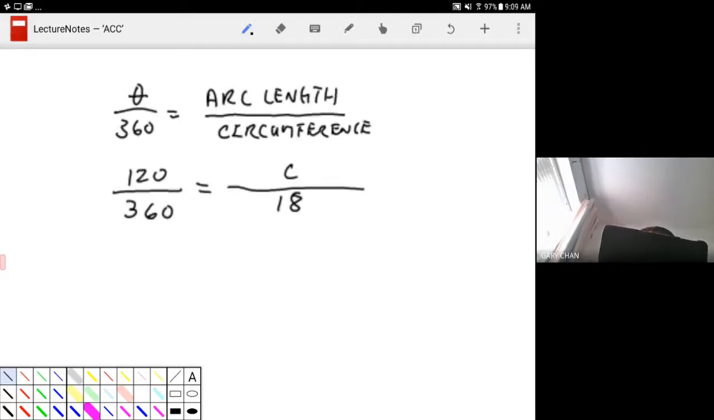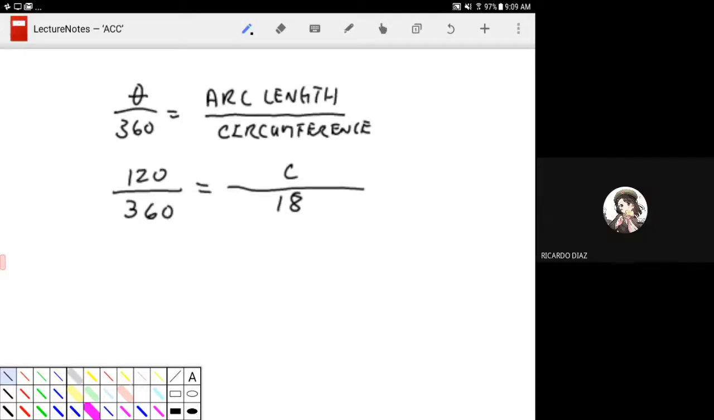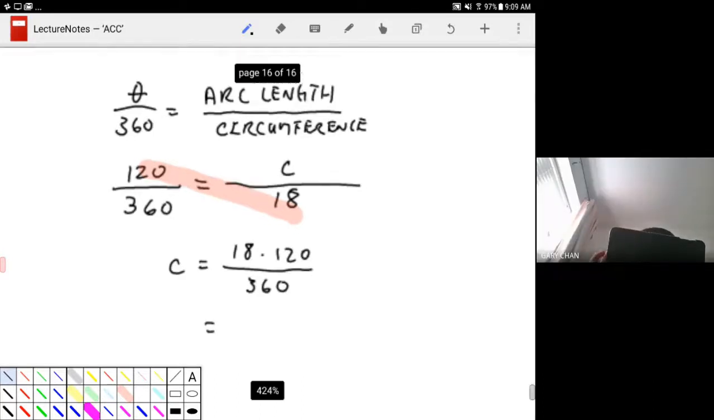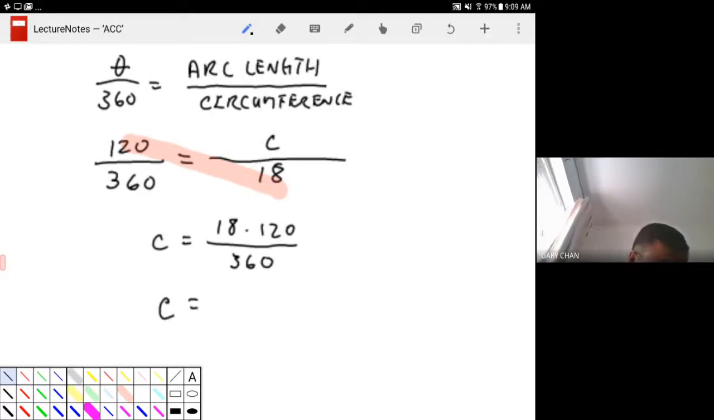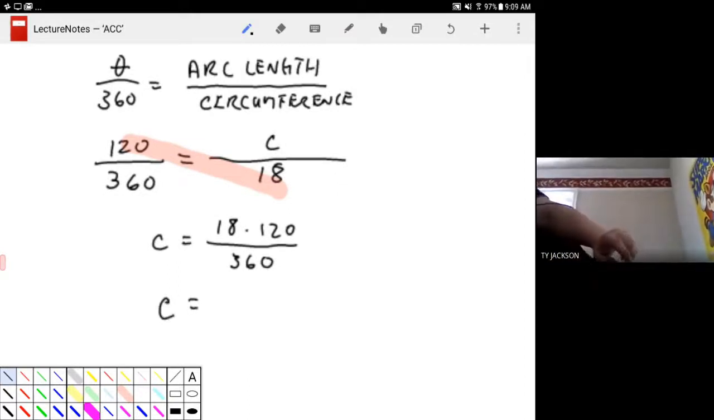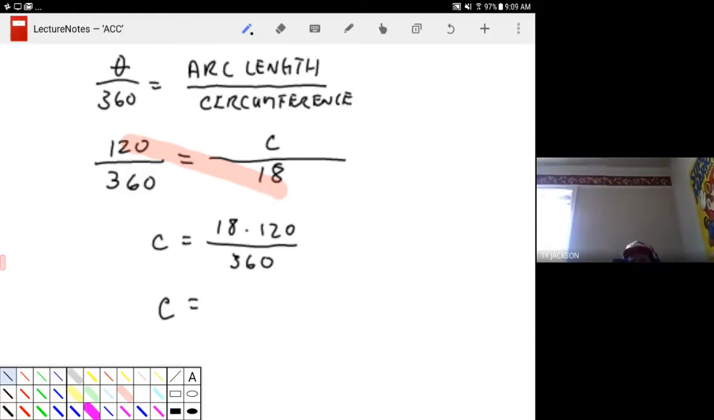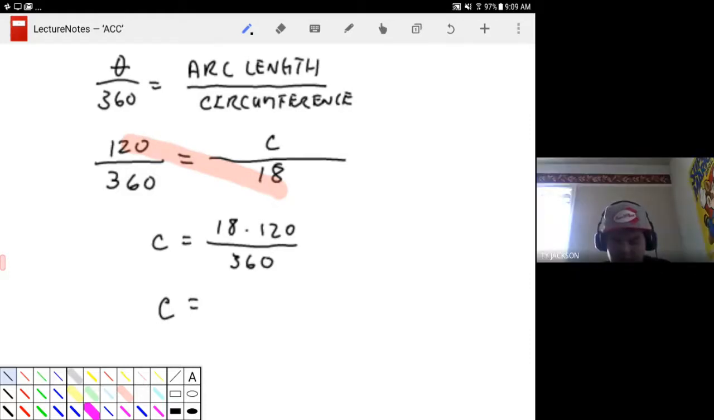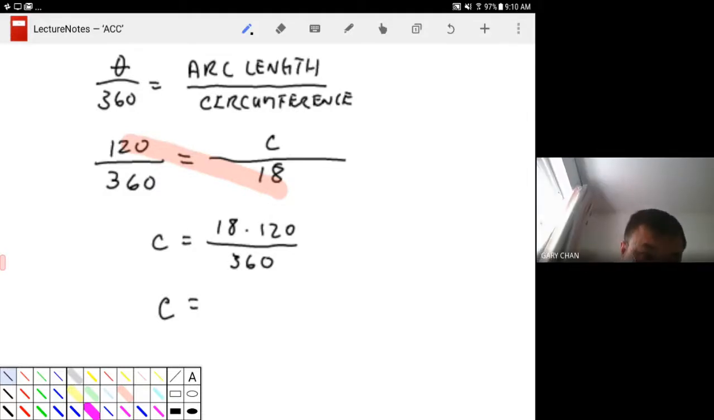Okay. So we're just going to cross multiply. So if you cross multiply, Ty, right? We're going to end up with C is equal to 18 times 120 over 360. Yep. And then Ty, tell us what that is, okay? 18 times 120 divided by 360. 6. That's equal to 6. That's it.